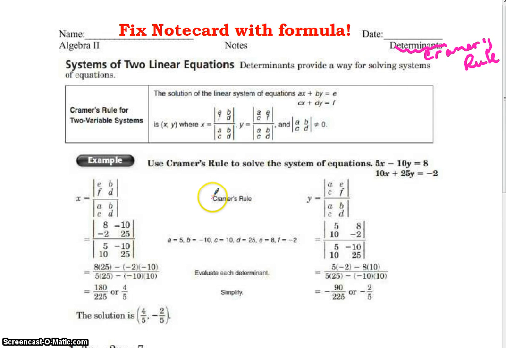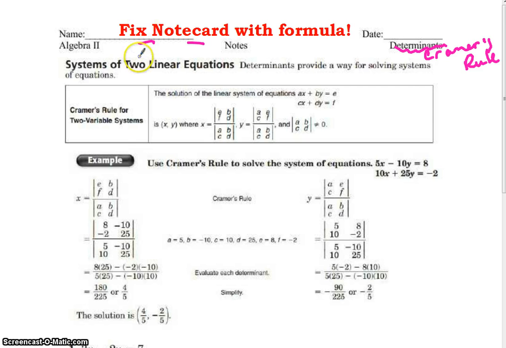Okay, here's the deal. This is just a formula that you use, and it's used to solve systems of equations. So you have ax plus by equal e and cx plus dy equal f. So you're going to take the numbers in front of your x and your y and then the constants at the end and plug them into this formula. This is not something that you use very often. Therefore, I'm going to let you fix a note card with your formula.